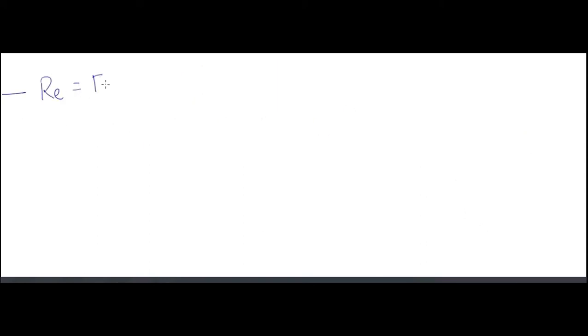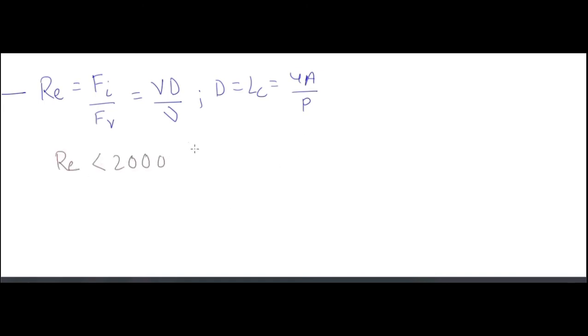Reynolds number is equal to inertia force by viscous force, which is equal to velocity of flow into characteristic length by kinematic viscosity. For a circular pipe, the characteristic length is the diameter of the pipe. In general, characteristic length is equal to 4 into area of cross section by perimeter. The area of cross section is the projected area that the fluid is facing, which is A.